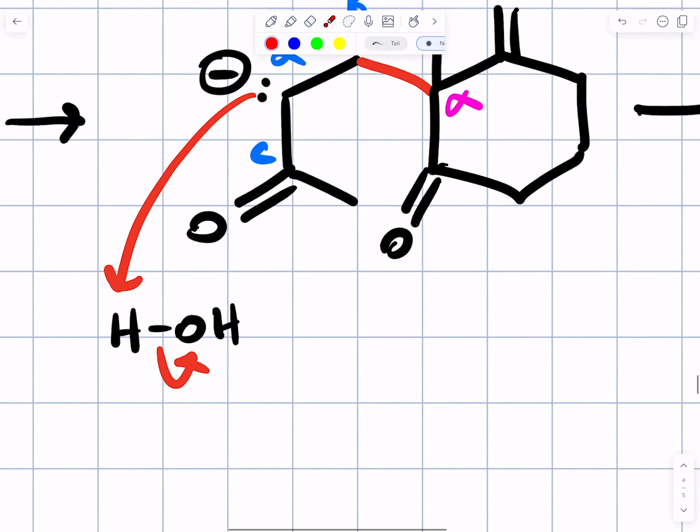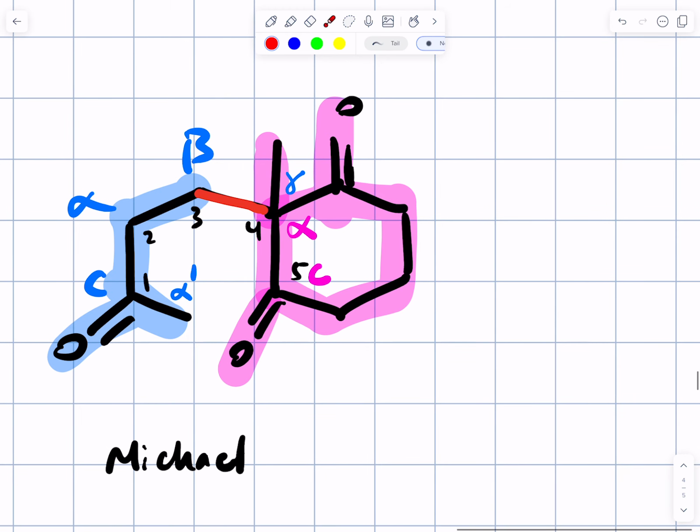Go ahead. Is choosing that alpha proton there just because we already need another ring, to minimize ring strain? So why would we choose this alpha proton instead of this one? Right, if we choose this one, that makes a 1, 2, 3, 4 membered ring, and that's not as stable. This is an equilibrium process, at least the intramolecular aldol is, and so we are going to make the most stable 6-membered ring.